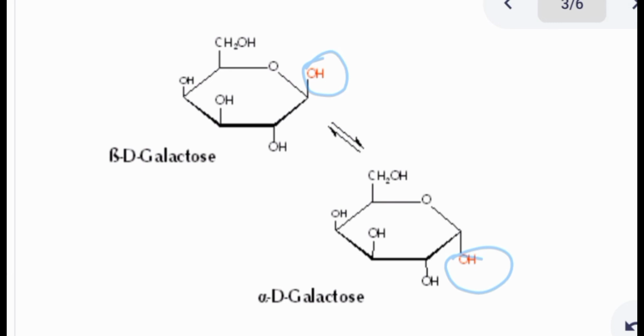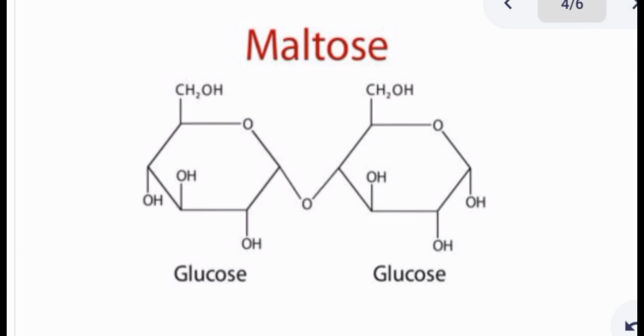Now, these differences in configuration at the anomeric carbon lead to the different types of bonds that we know for the disaccharides, the glycosidic bonds. For example, you have maltose, made up of two glucose molecules. As you can see, this is the glycosidic bond.